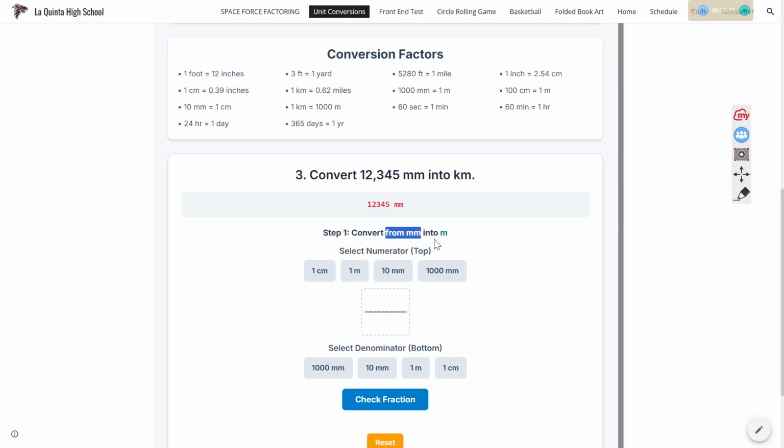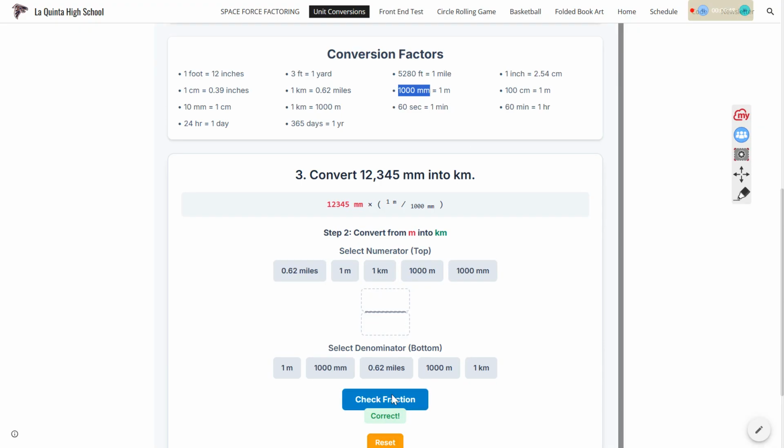Well, this means we're going to have to go look through our table, and we're going to see if we can find a relationship between millimeters and meters. And if you look right here, we see that 1,000 millimeters equal 1 meter, okay? And that's where milli, like mil in Spanish, means 1,000. So it's kind of good to know that little word. That root helps you figure it out. So if 1,000 millimeters equals 1 meter, which one should I put on bottom? The 1,000 millimeters, yes? And then on top will be the 1 meter. And then you can check your fraction to see if you did this correctly. And it says correct, so we can move on to the next step.